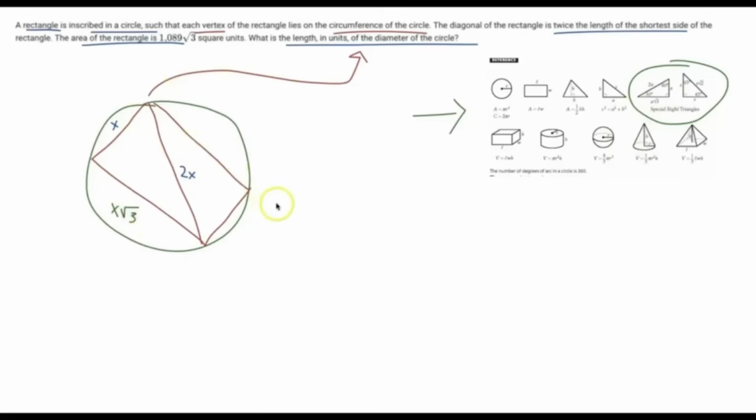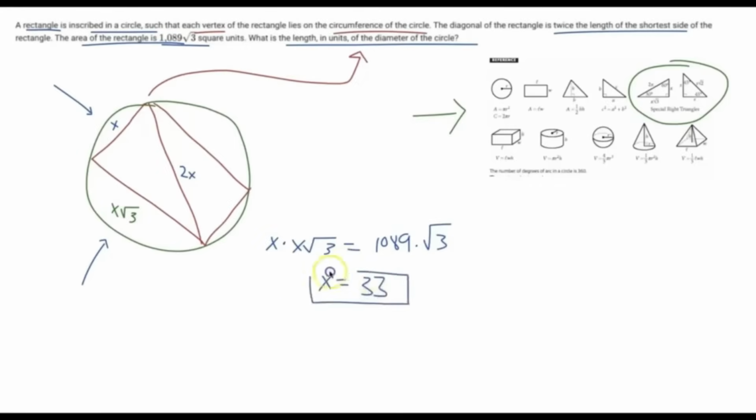And we know length times width equals the area of a rectangle, and we have the width right here and the length right here. And so we just have to multiply those together. So x times x square root 3 is going to give us the area that they provided. So it's 1089 multiplied by square root 3 square units. And all we have to do now is solve for x. So you can plug this right into Desmos and it'll give you an answer of x equals 33.